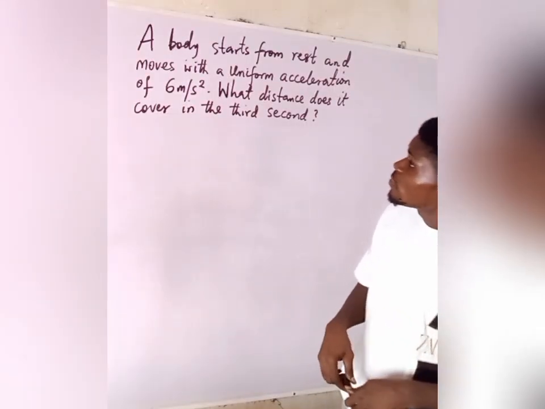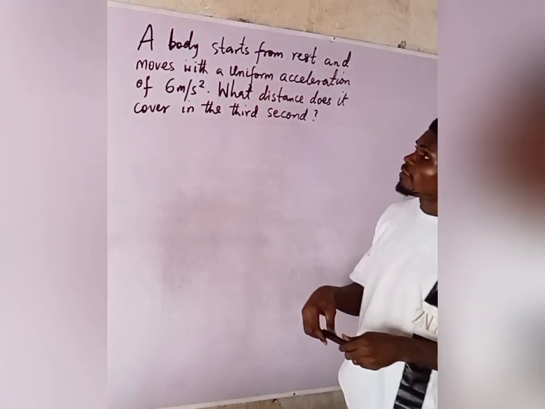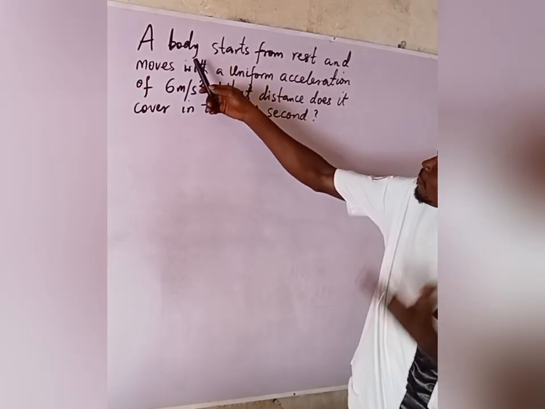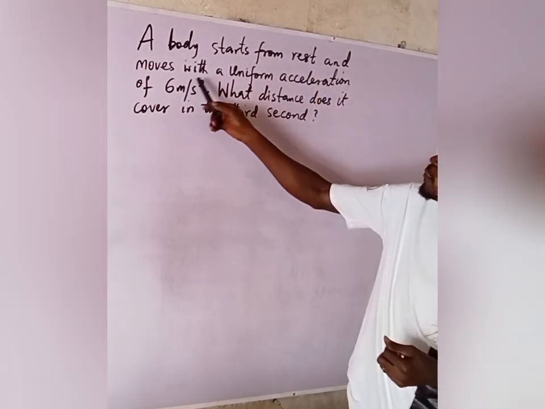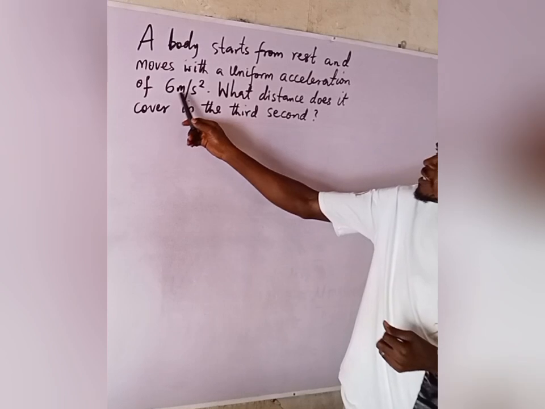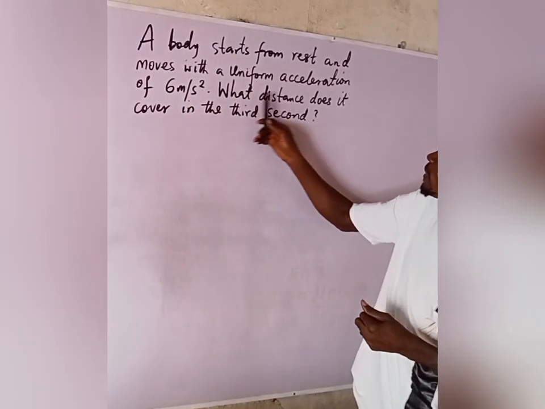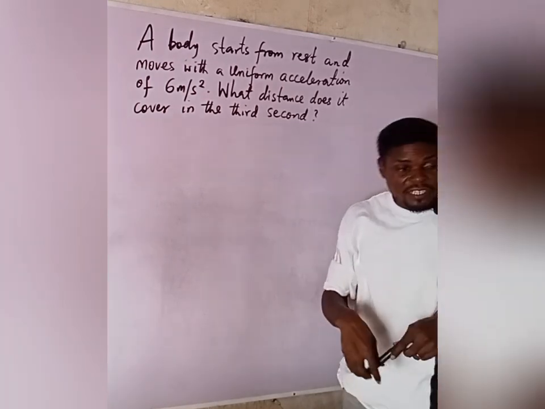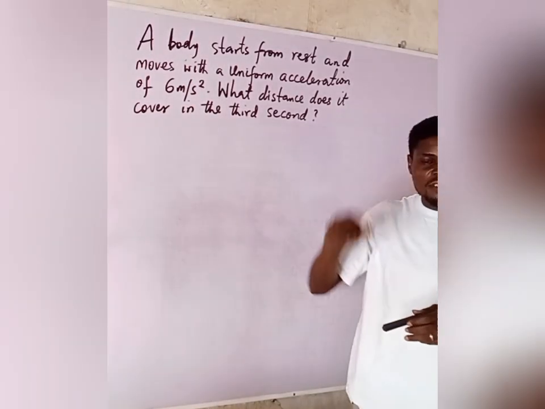All right, today we want to look at a very important question under motion, and it says a body starts from rest and moves with a uniform acceleration of 6 meters per second squared. What distance does it cover in the third second?